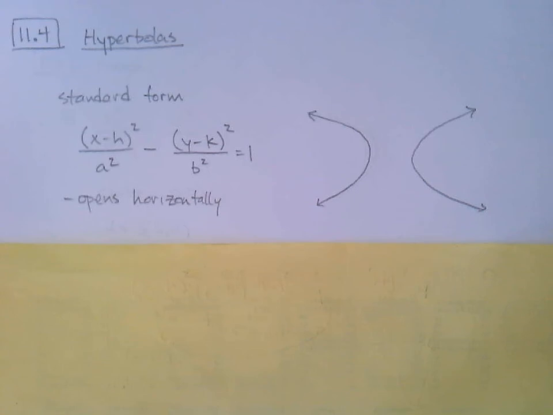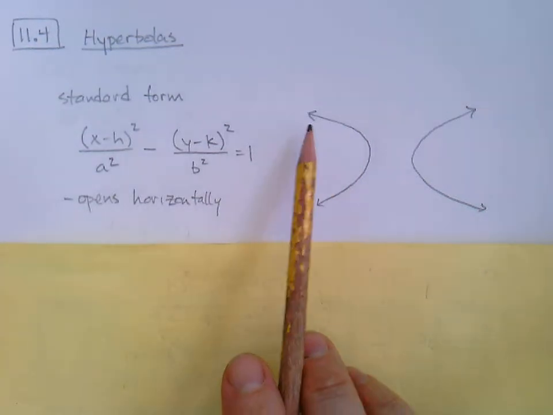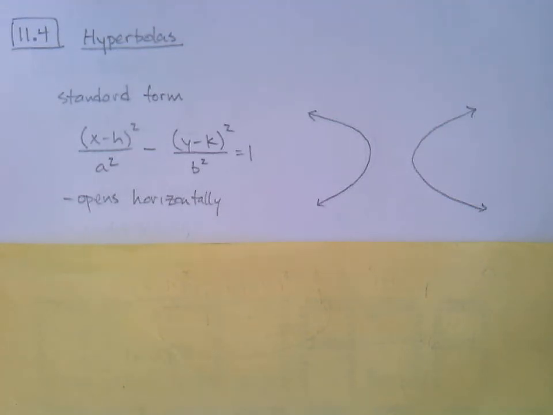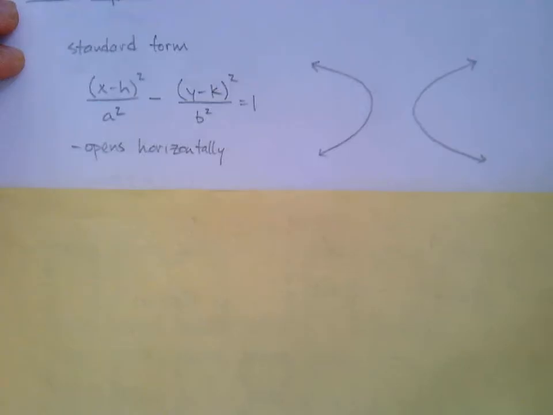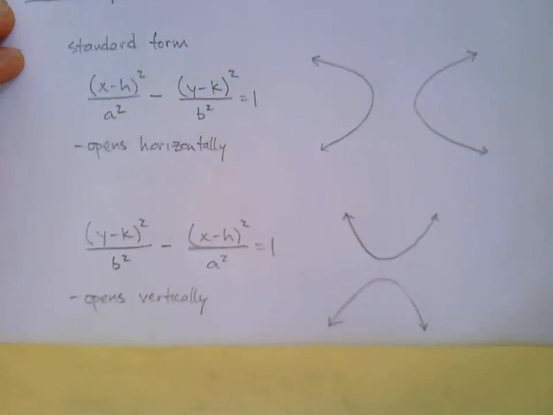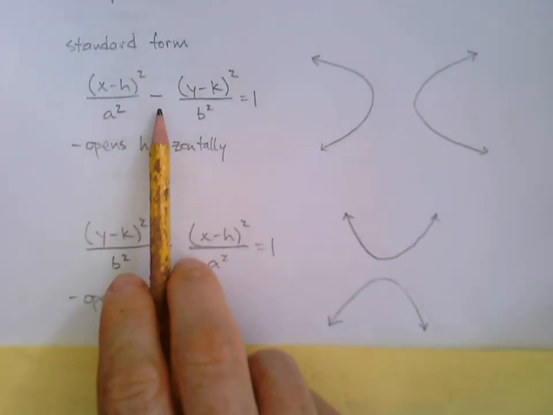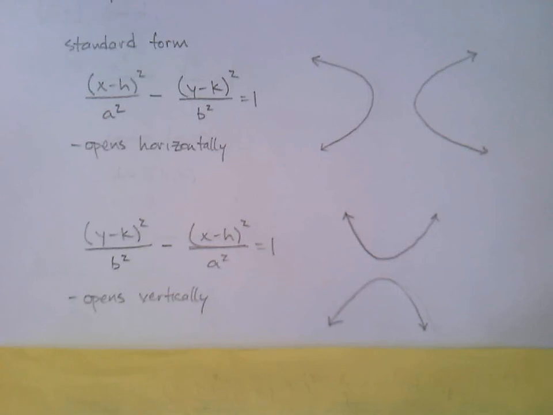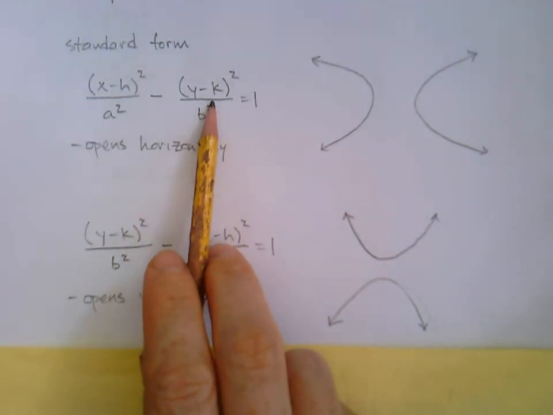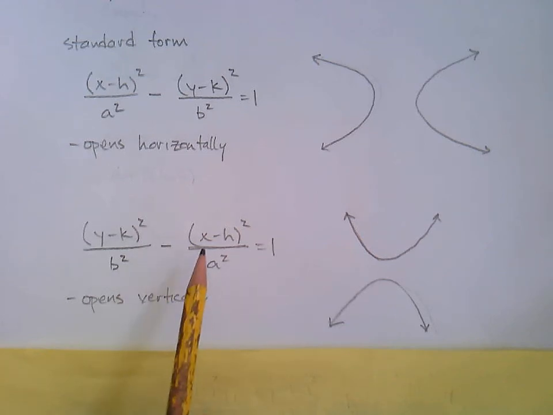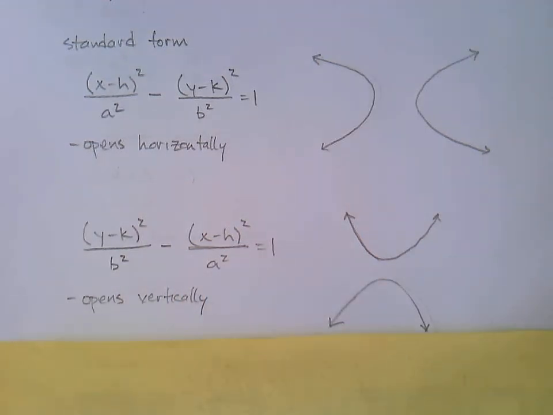So I told you there'd be more than one standard form. This one opens horizontally. So you see these open up in the horizontal direction. So what's the other standard form? We're going to switch the position of x and y. Now that we're subtracting, the order matters. When you're adding, it doesn't matter what order you put things in, but when you subtract, it does. We're going to put the (y minus k) squared over b squared first and subtract the (x minus h) squared over a squared. Of course, it will still equal 1. This opens vertically, and so you see the two graphs there and there with the space between, opening up and down instead of left and right.